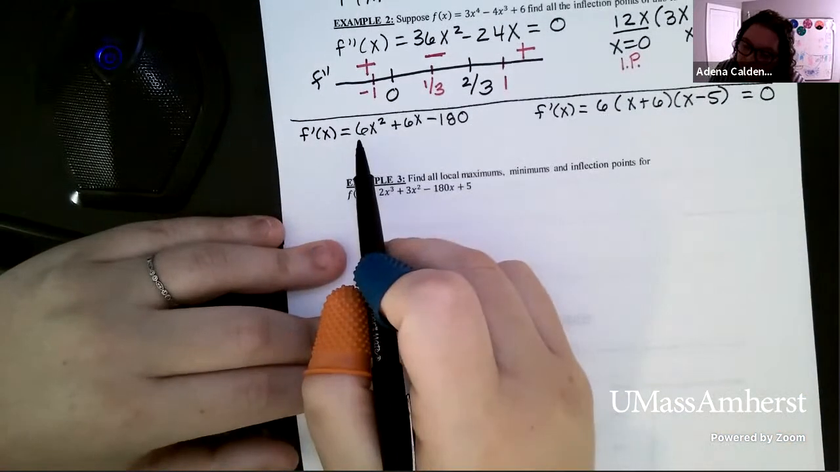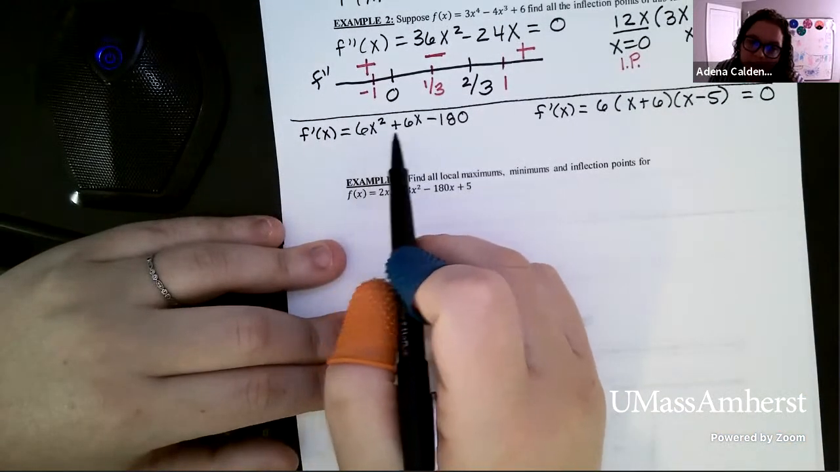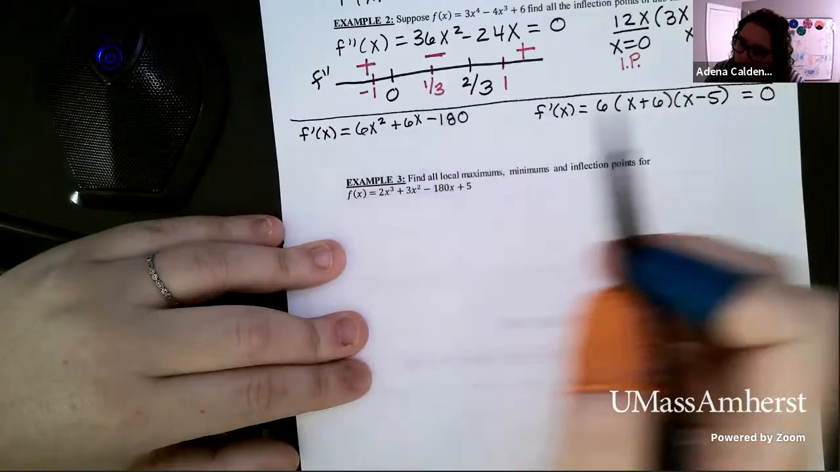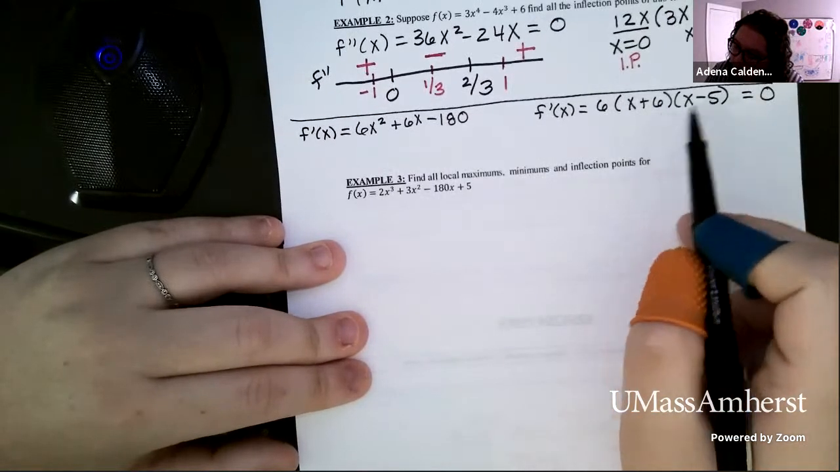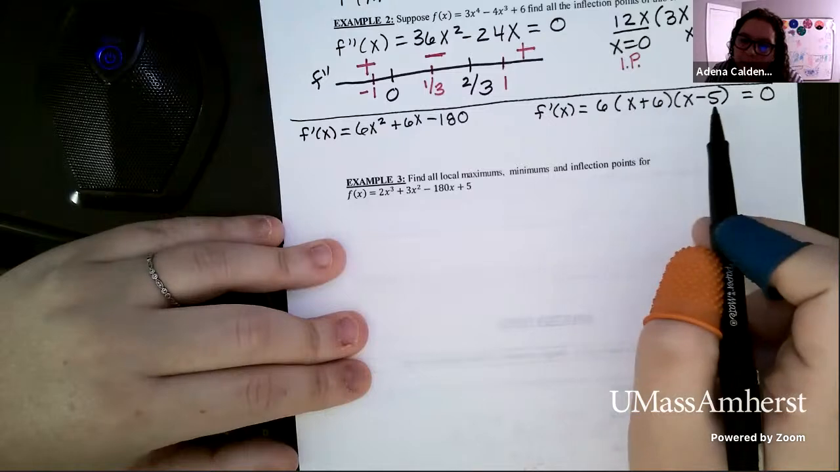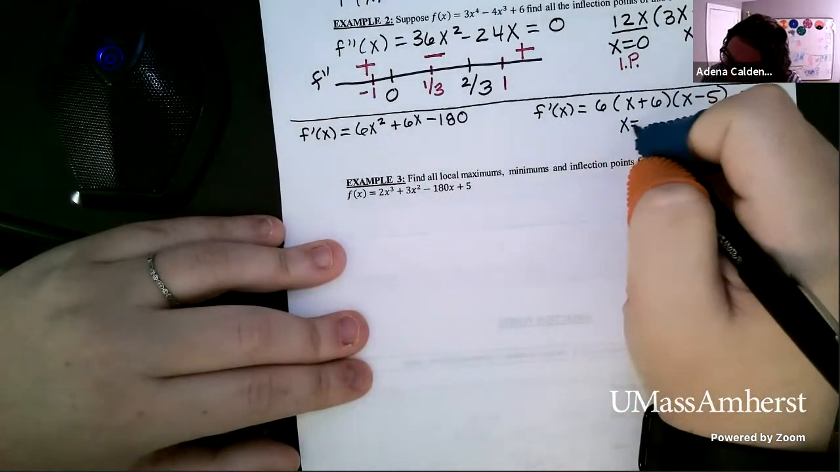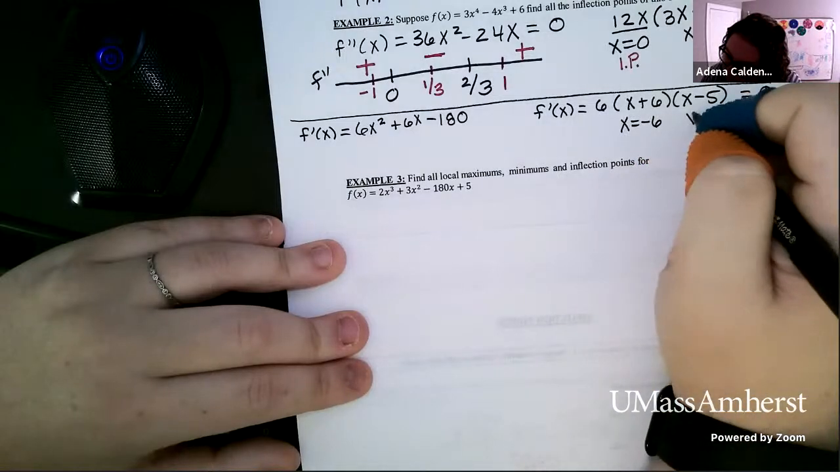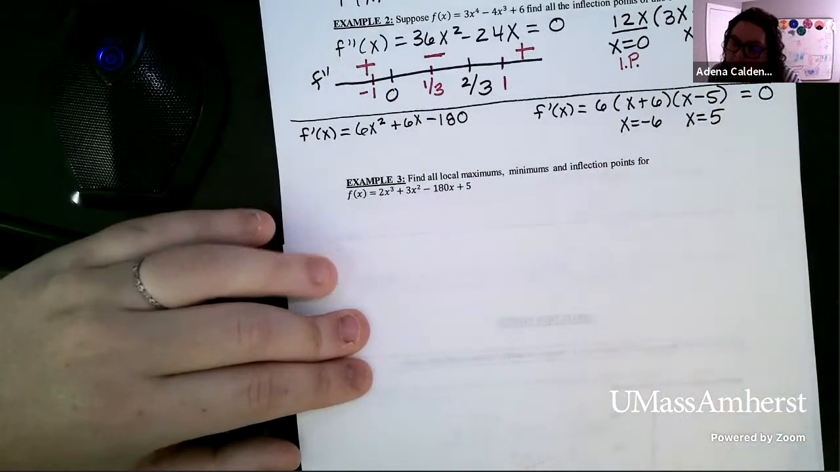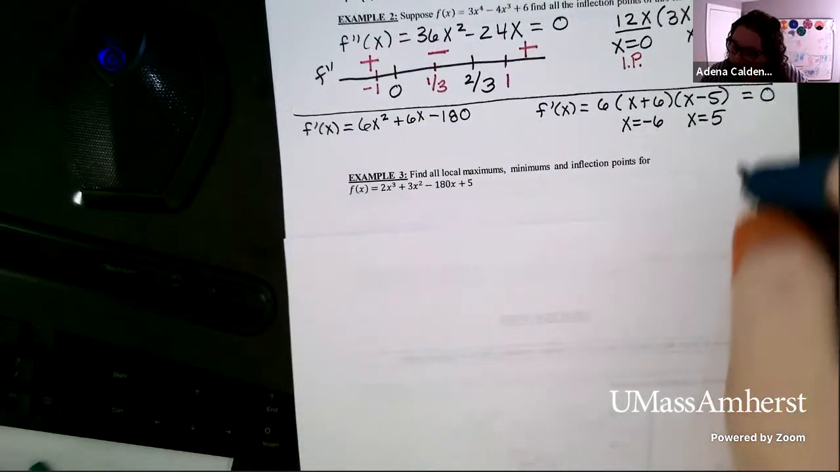I did that by pulling out a 6, leaving me with x squared plus x minus 30. Two numbers that multiply to give me negative 30 but add up to positive 1 give me this. So my factors here are x equals negative 6 and x equals 5. Those are my critical points.